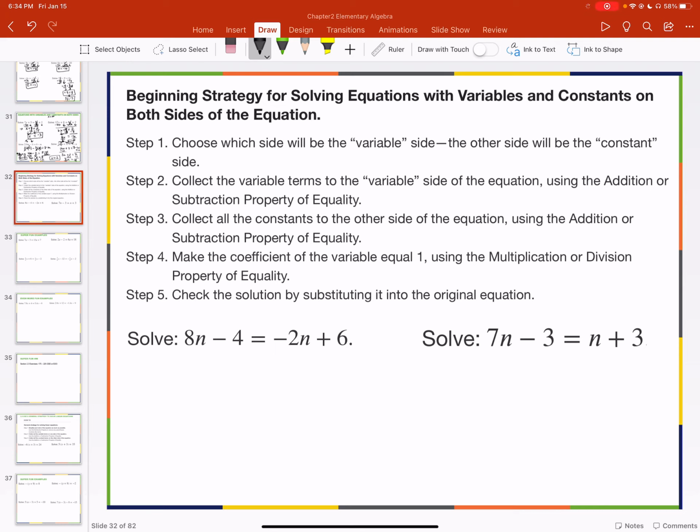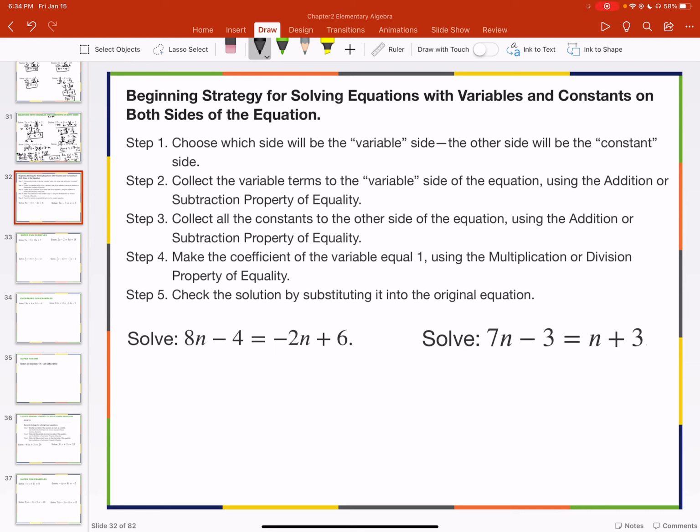Sorry about that. So what are some strategies here? First of all, you have to choose a side to be the variable side, and the other side will be the constant side. So then we need to get all the variable terms to the side we decided on, whether we want it to be the left side or the right side. Then we collect the constants to the other side, and then we make the coefficient of the variable equal to 1, either by dividing or multiplying. And then if you want, you can go ahead and check your solution by substituting into the original equation.